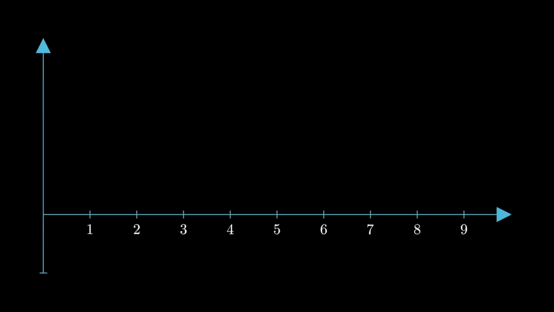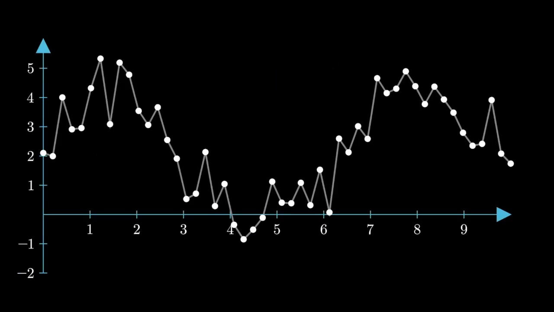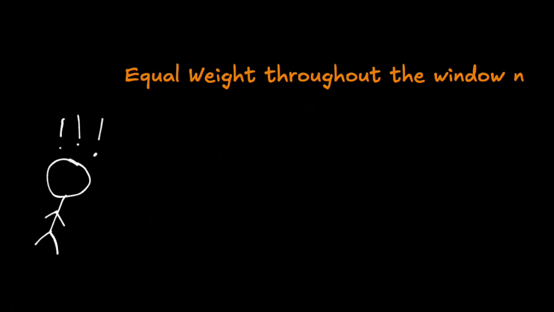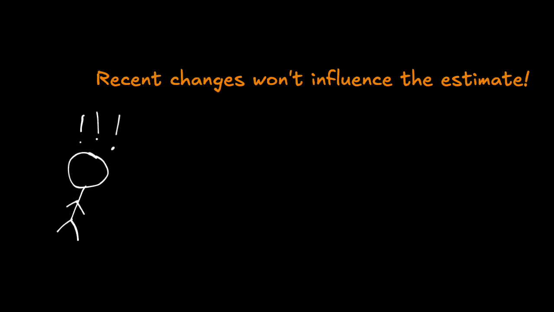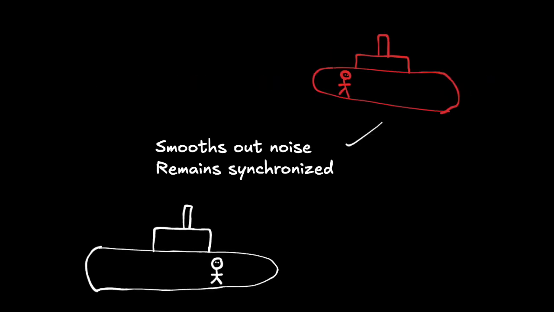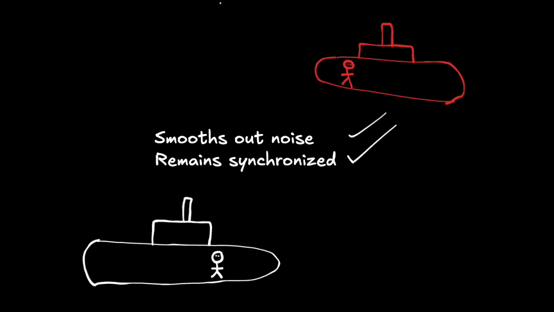While this is an improvement, there's still a drawback. As seen in the graph, the moving average introduces a delay. It lags behind the actual data. This delay occurs because each data point is given equal weight within the window, meaning recent changes don't immediately influence the estimate. This isn't ideal for our submarine scenario. We need an approach that both smooths out the noise while remaining synchronized with real-time changes. To address this, we introduce the low-pass filter.